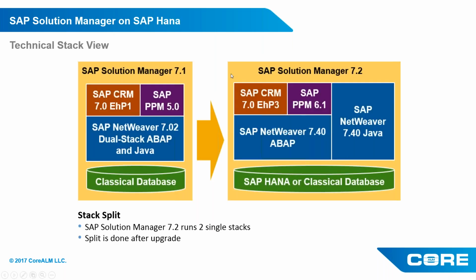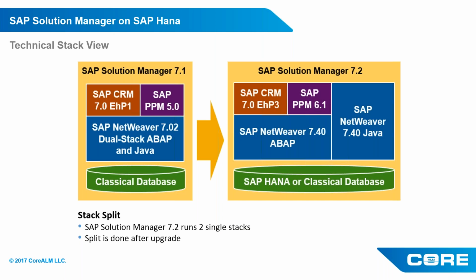From a technical perspective, we can see on the left, Solution Manager 7.1 was a dual stack system that ran on a classical database. With 7.2, what's important to understand is that your CRM component is going to be upgraded to EHP3, but it's not going to be a release upgrade. Your PPM, Project and Portfolio Management components, are going to be updated from 5.0 to 6.1. And most importantly, your dual stack system will no longer be a dual stack system. So what you'll end up with is two separate stacks.